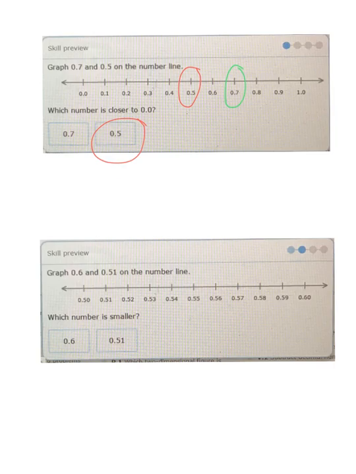Down here, the only tricky piece is we see it's asking us to graph 0 and 6/10 and 0 and 51/100 on the number line. And you might want to say, but where's the 6/10? Remember, 6/10 is equivalent to 60/100. There's 6 in the tenths column, 0 in the hundredths, an imaginary 0 here in the hundredths. So we have our 6/10 or 60/100 there, and our 51/100 here. Obviously, the smaller number is 51/100.